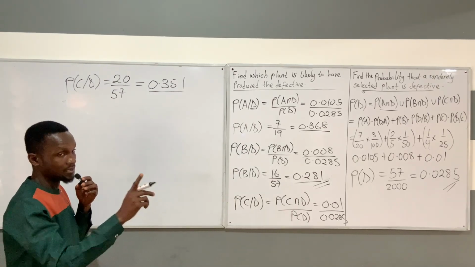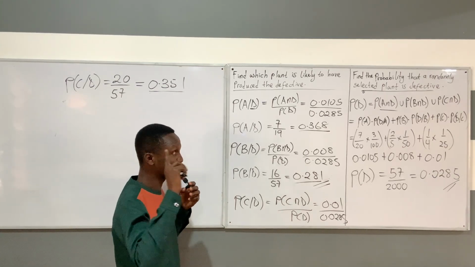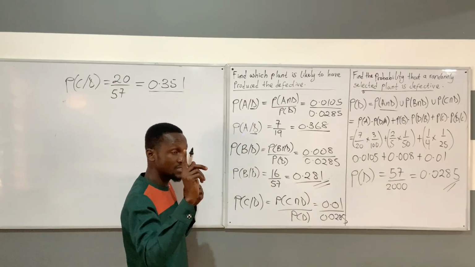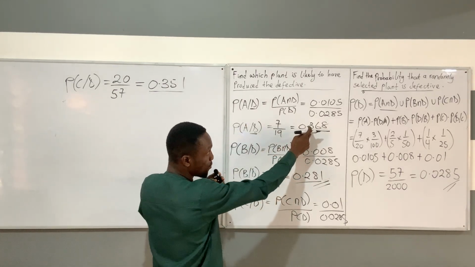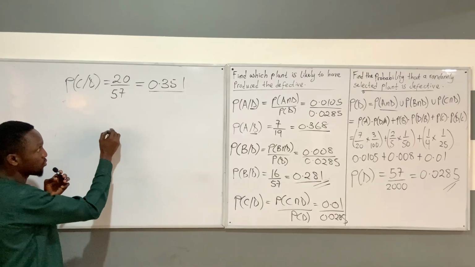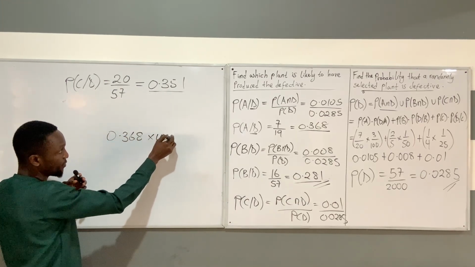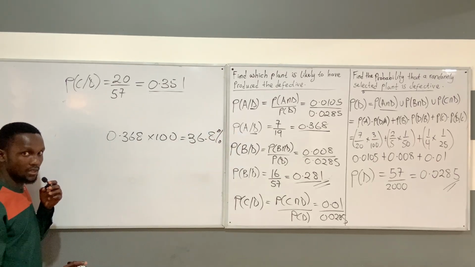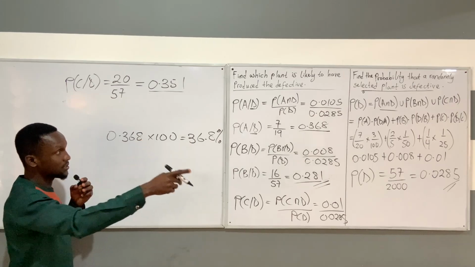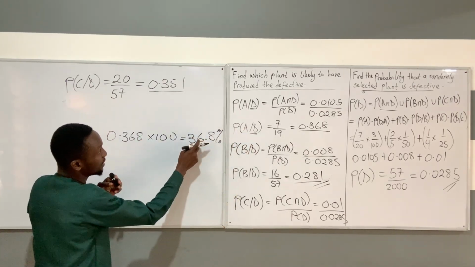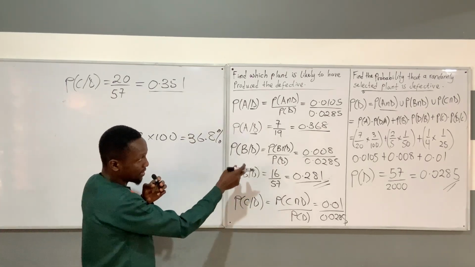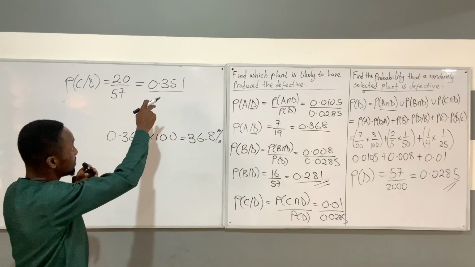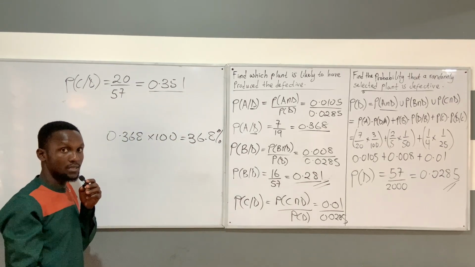Okay, so what does that mean? Listen very carefully. Given that a product is defective D, the probability that it came from plant A is 0.368. When we multiply this value by 100, what do we get? We are getting 36.8%. Do you understand? So given that a product, or an SUV, is defective D, the probability that it came from plant A is 36.8%. The probability that it came from plant B gave us 28.1%. The probability that it came from plant C gave us 35.1%. So this is the highest value.